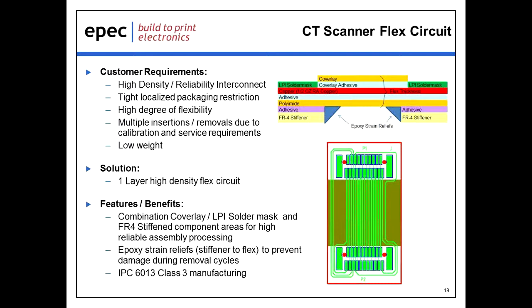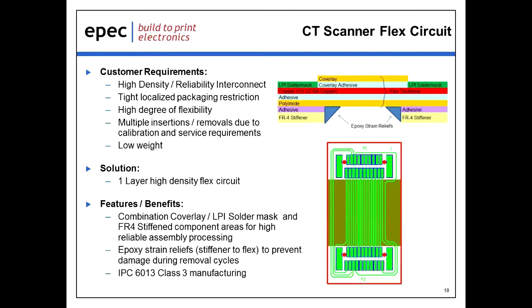The part also required a significantly high degree of flexibility, and that was as a byproduct of the multiple insertions and removals that the part would see due to the calibration requirements during initial system configuration and also potential later on field service requirements. And lastly, as due to the function that this is a rotating assembly, having a very low weight to the part itself was a fairly important consideration.